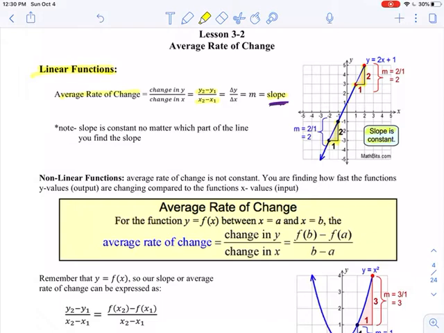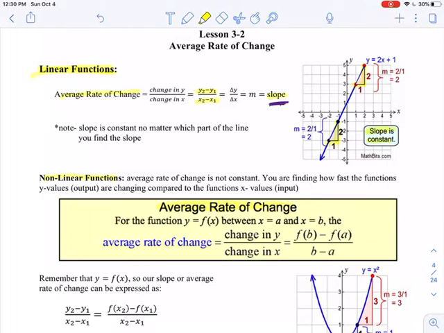So the slope is constant. That's important to remember. For a linear function, it doesn't matter which part of the line, that slope or average rate of change is always going to be the same. Now that's different for our nonlinear function, and that's where it gets a little bit trickier. So for nonlinear functions, the average rate of change is not constant. You are finding how fast the function's y values, that's your outputs, are changing compared to the function's x values, and that's my input.